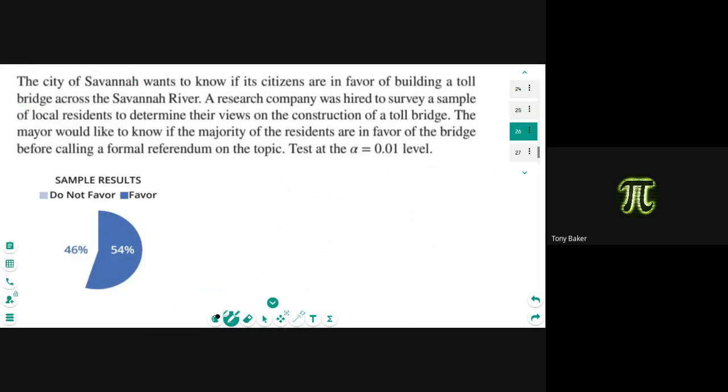Is it greater than or not equal to the 50% for the alternate? Are in favor of building it. So I would say greater than 0.5. That'd be in favor.